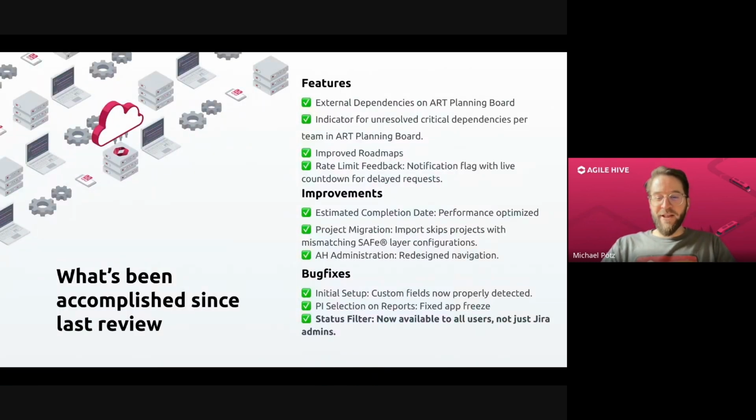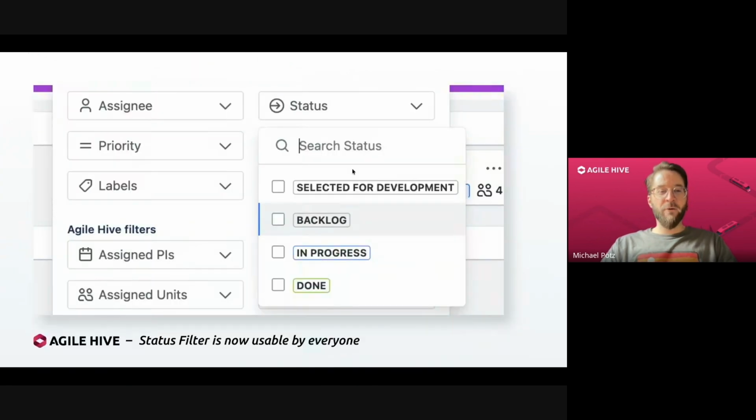And another bug fix that was in relation to our newly introduced filter dialog that we introduced for all our boards. The status filter here was previously only accessible for users with admin permissions, making it, as the name says, only usable for admins. And we now fixed it. So it's now usable for everybody again. You don't have to be admin to filter for a status.